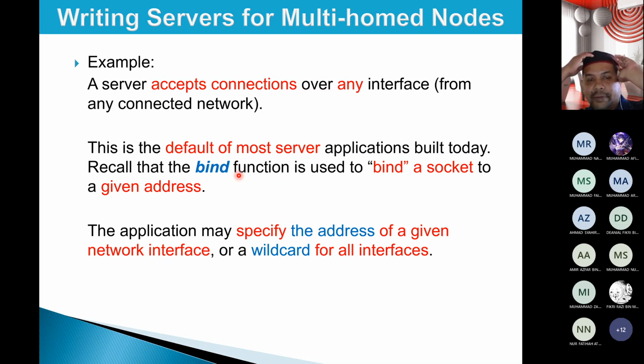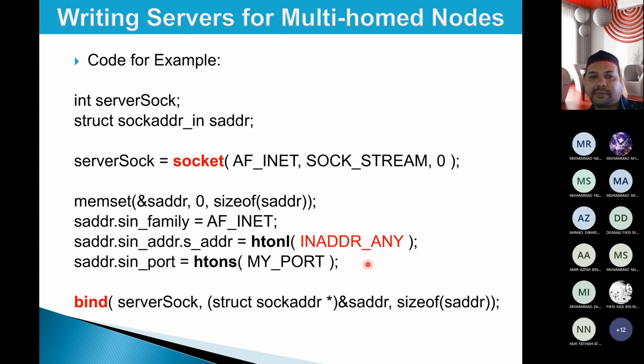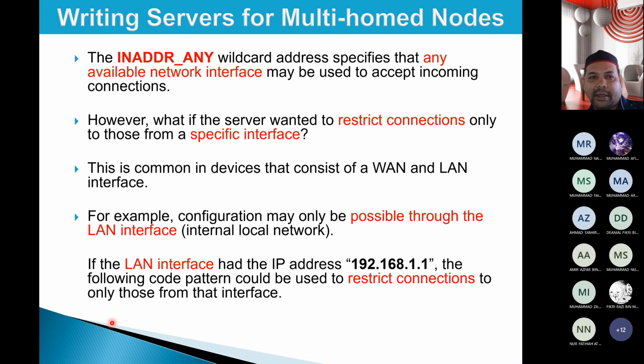Kenapa dia pakai bind kan? So dia nak bind siap-siap, maksudnya kalau kata ada multiple network card, kita dah tahu kat mana satu. The application may specify the address of a given network address or a wildcard for all interfaces. Alright, so kat sini kita pakai INADDR_ANY. So banyak mana pun kita boleh hantar. Kat mana-mana wired pun boleh, wireless pun boleh. Ataupun kalau kamu ada dua network card, ada dua wireless card. Okay, so dia boleh bind server sock. Ni sama lah, bind. Kita ada bind. So INADDR_ANY adalah wildcard address specified that any available network interface may be used to accept incoming connection.